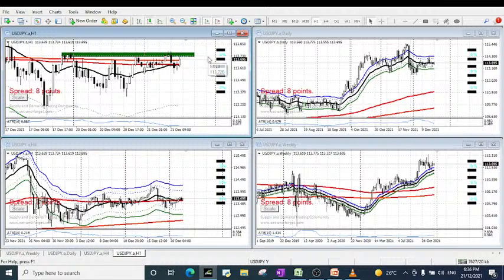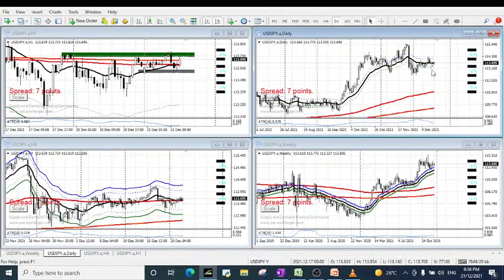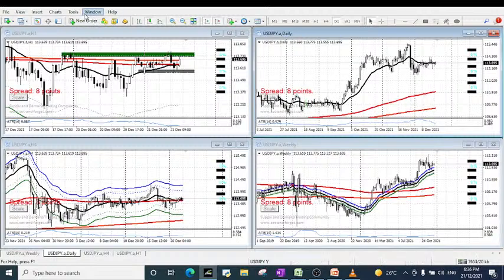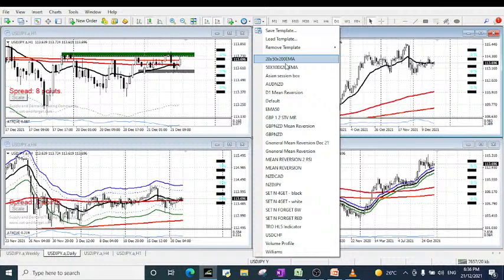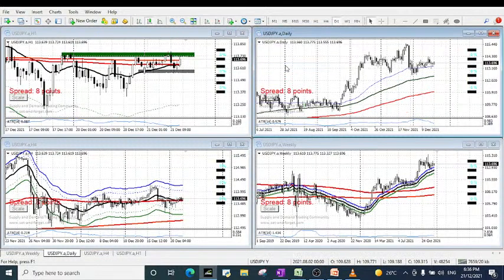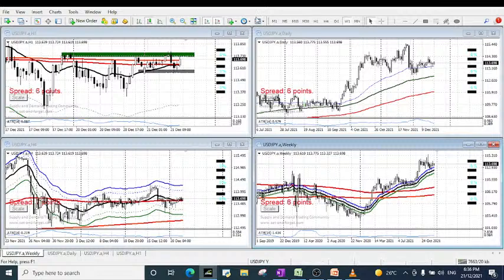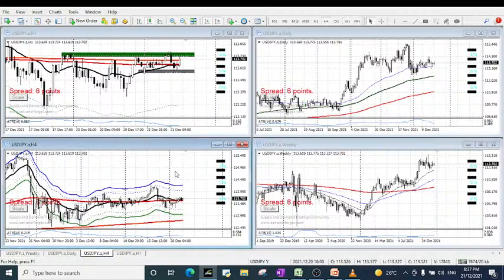So we have a minor zone right here. So this US Japanese yen is ranging, so we can't really do much. There is no volume whatsoever. There is no volume in UJ whatsoever.